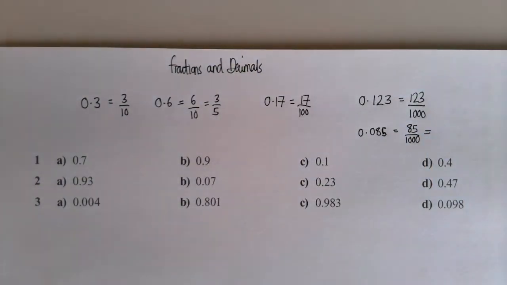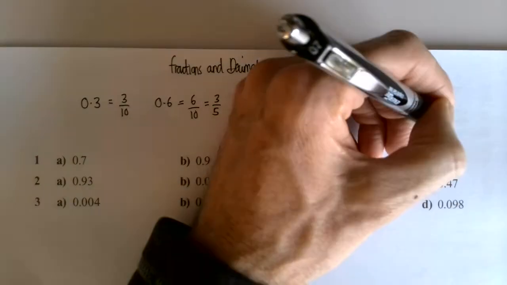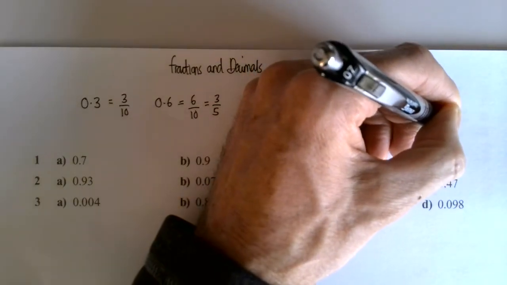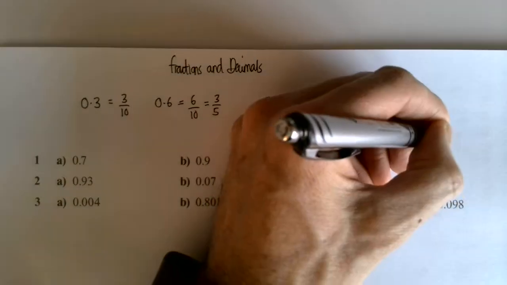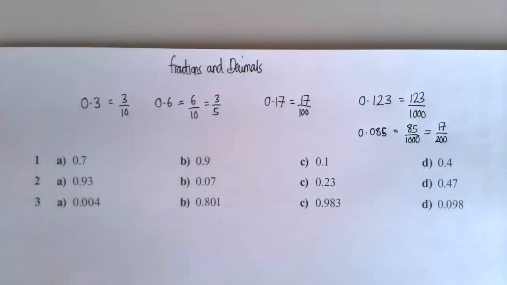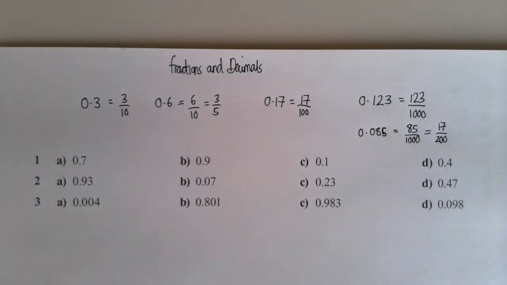That one I can cancel down. 85 is in the 5 times table. It's 17 times 5. And how many 5s in 1000? There are 200 5s in 1000. So I'm hoping this exercise won't take you very long at all. Just write them as fractions for me and then just check if you can cancel them down. Pause and have a go.